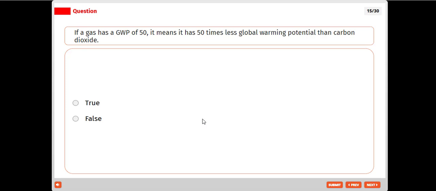If a gas has a GWP of 50, this means it has 50 times less global warming potential than carbon dioxide. Greater global warming potential, not less.